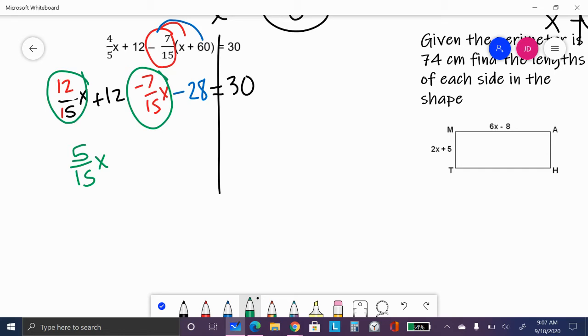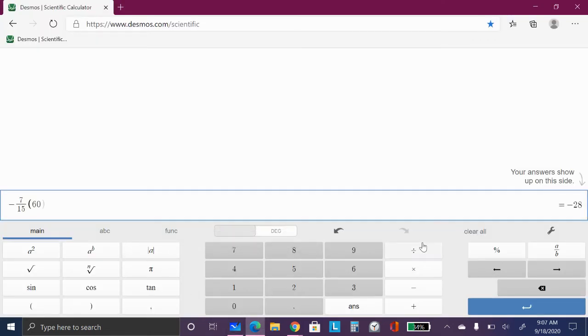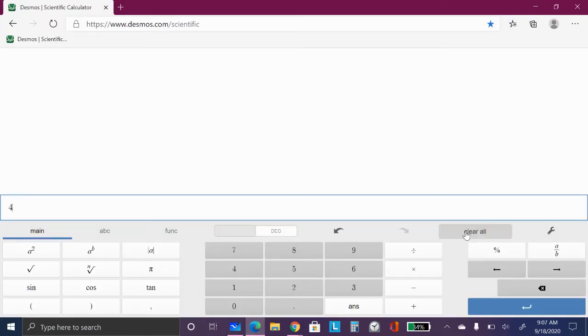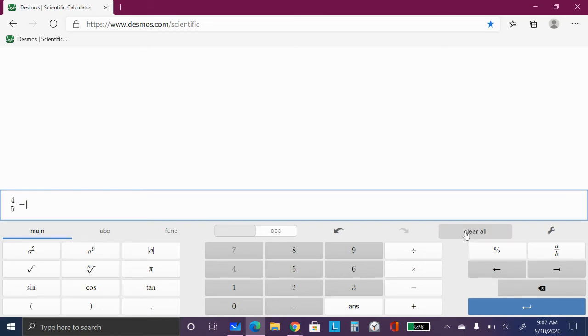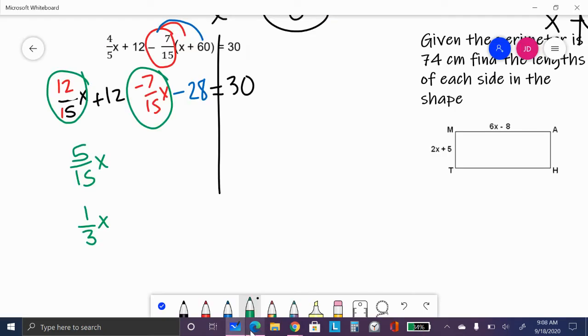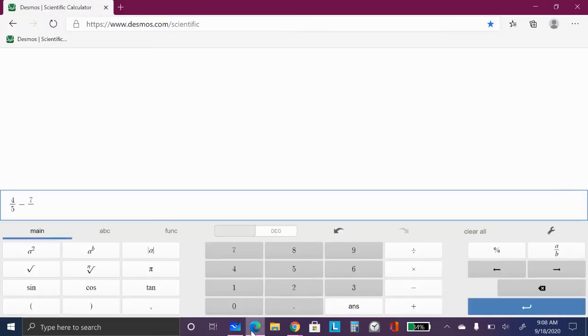which reduces to 1/3. Now, for those of you that are not good with fractions, I will show you on the Desmos calculator an easy way to get a simplified 1/3. Before, we had 4/5 x minus 7/15 x. You can do this on the calculator. Let me clear this out. 4/5 minus 7/15, and it will reduce it for you.